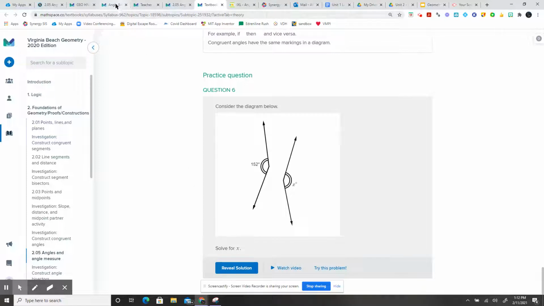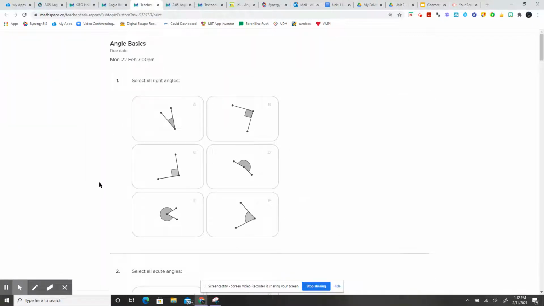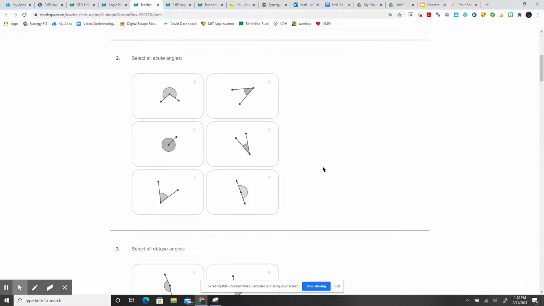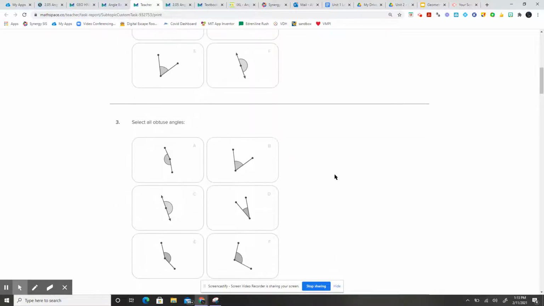Once you have done that, it's going to be time to go into the assignment. So I'd like to talk about the assignment. Select all of the right angles. Remember, we mark right angles with that right angle box, so that should be pretty easy. You want to mark all that apply, right? Any acute angles, remember acute angles are smaller than 90 degrees. So I've got acute, acute, acute. This is a reflex angle. This is a whole angle of 360 degrees. And then this is a straight angle of 180.